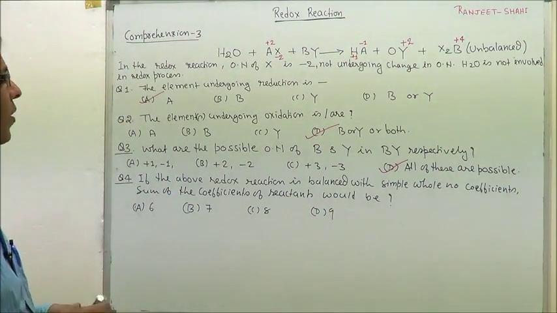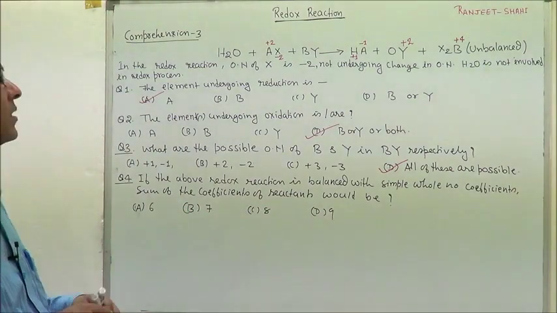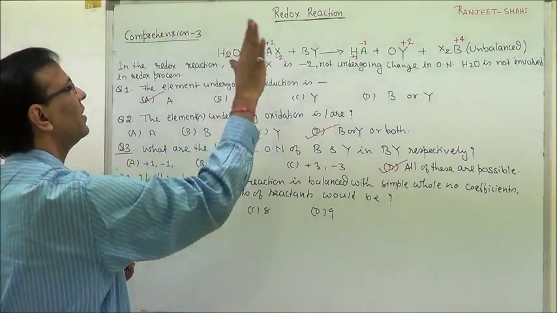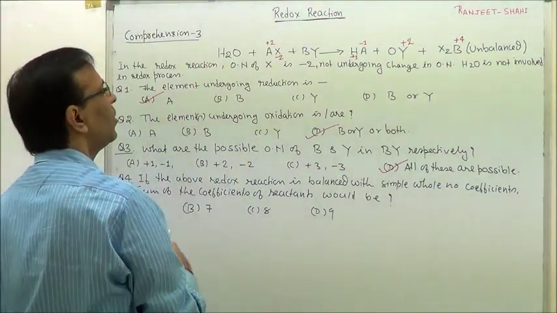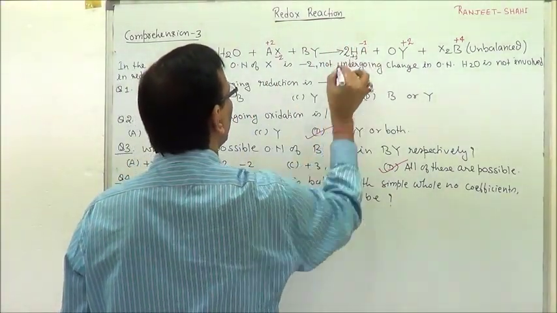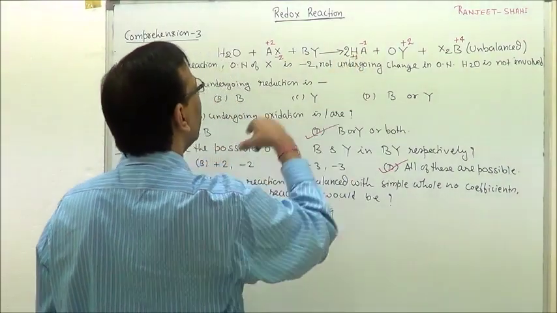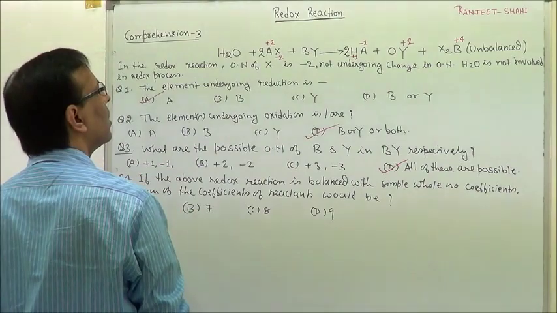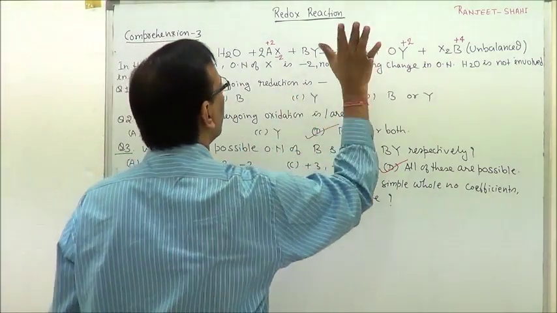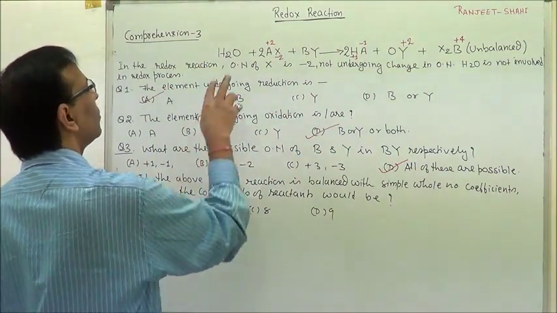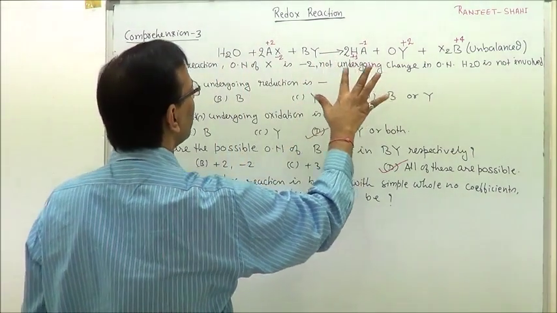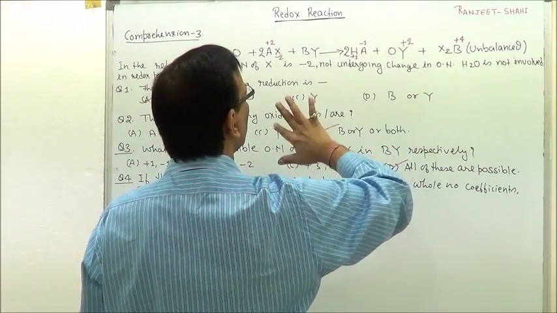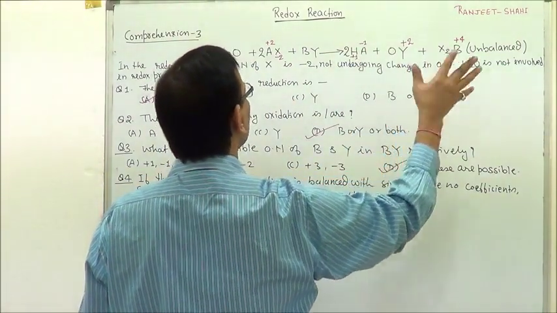It is a very simple part of this comprehension. Let us balance it. Here we have 2 hydrogens, and we will be balancing it just by trial. Here we have 2 hydrogens, so multiply here by 2. So 2A will come from 2AX. 1 oxygen, 1 O, final. So hydrogen, oxygen and A are balanced. 2X balanced. 2A, 2X, it's balanced.